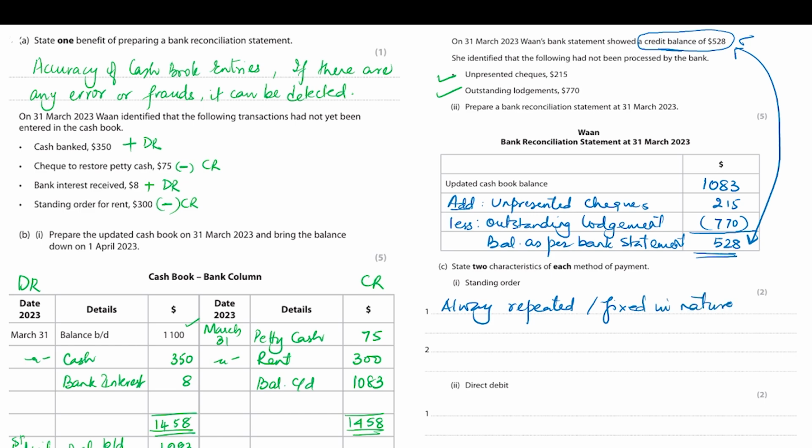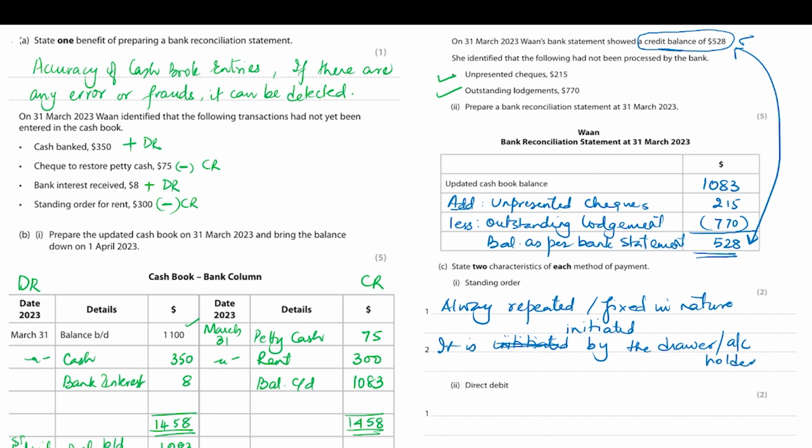And then who initiates it? It is initiated by the drawer, the one who is writing, or the account holder, the one who writes the check.